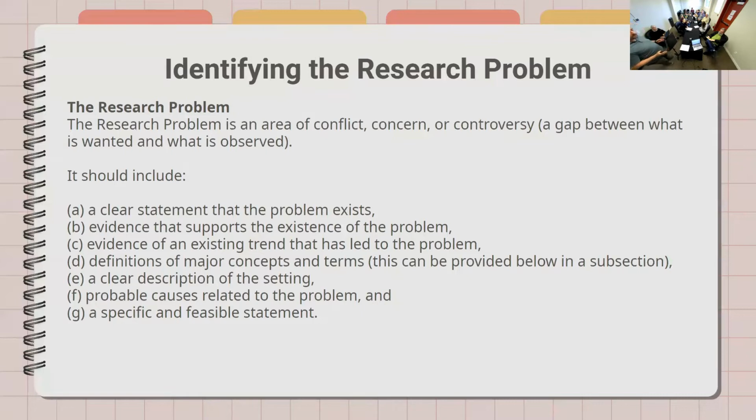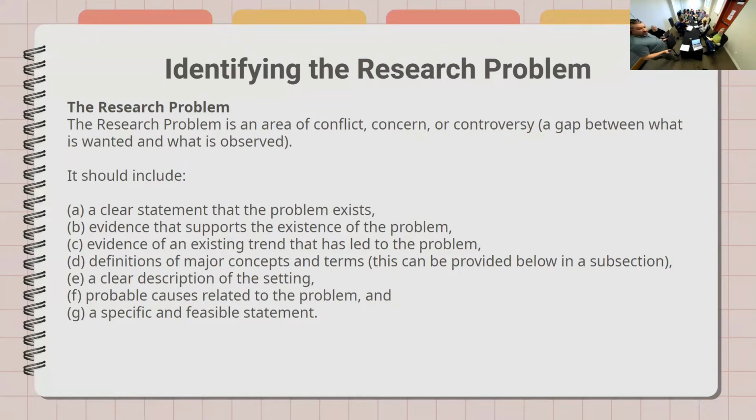Okay. A clear statement of the problem, that the problem exists. So it should include a clear statement that the problem exists. Evidence that supports the existence of the problem. Evidence of an existing trend that has led to the problem, right? You're going to be thinking about this as you're thinking about the topic. Can you identify this?